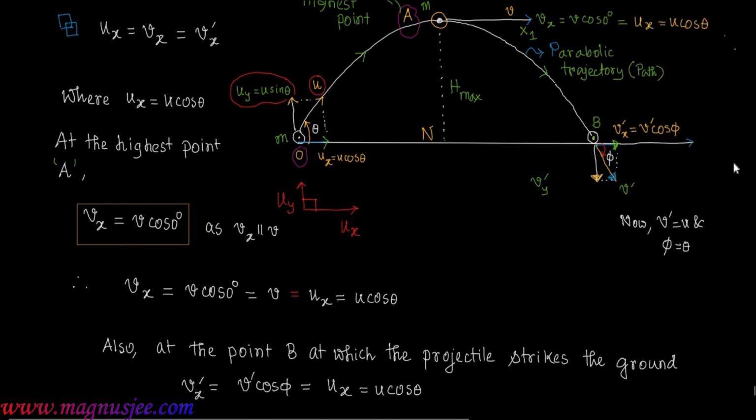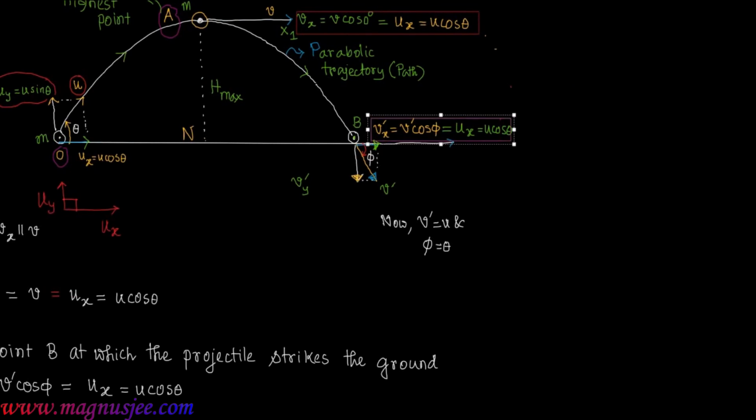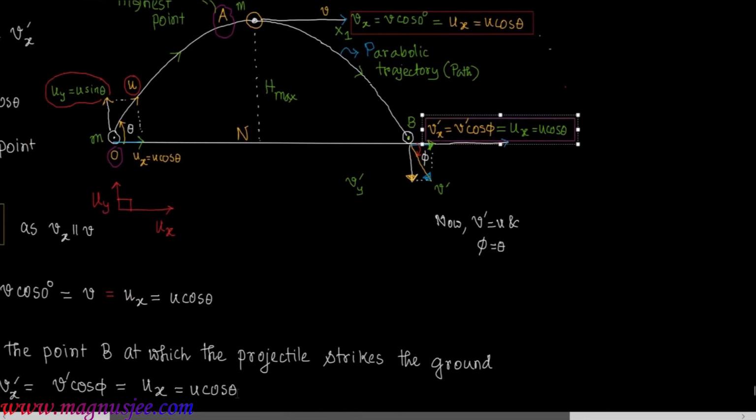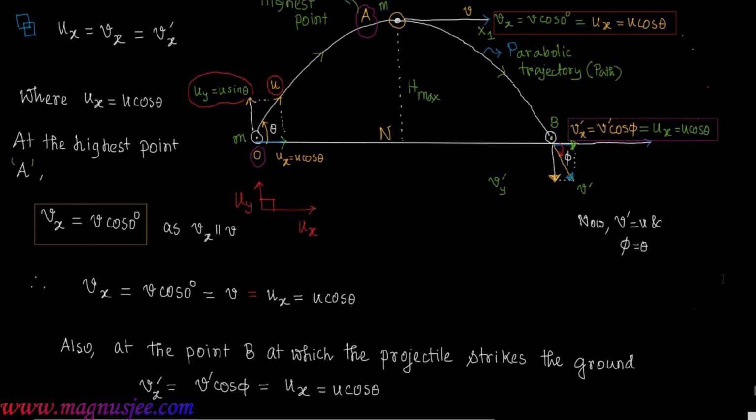At the highest point, the horizontal component is Vx, which is equal to V cos 0 degree, which is equal to Ux equal to U cos theta. Similarly, at the final point B, at which the projectile strikes the ground, it will be equal to V prime x, which is equal to V prime cos phi, equal to Ux, which is equal to U cos theta. Therefore, V prime x is equal to Vx is equal to Ux is equal to U cos theta.